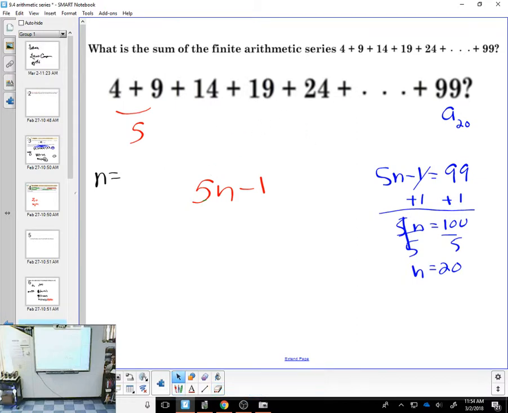So back to my objective. I did all that just to figure out how many numbers I had at the end, and you're going to want to know how to do that. Now I can find your sum, because I know how many there are. How many were there? 20.